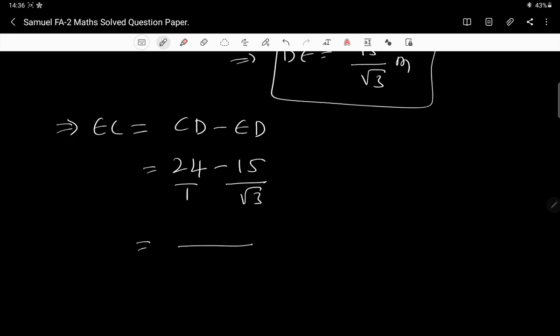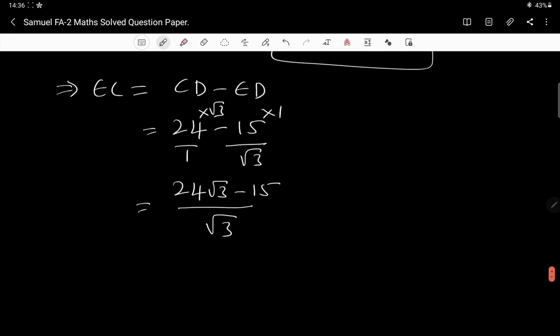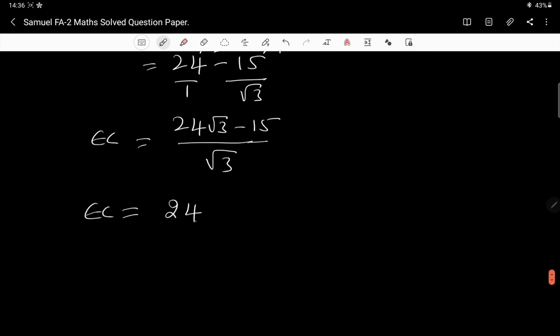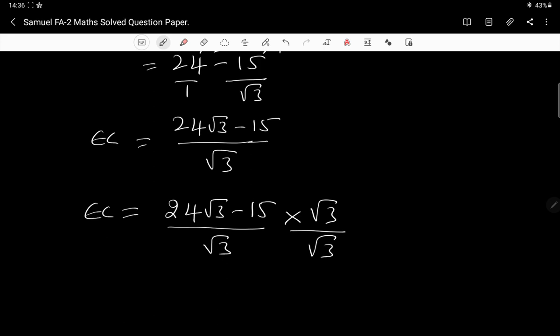Alright, 24 minus 15 by root 3. So here is the 1, then I am going to have root 3. So it is going to be 1 into root 3 and root 3 into 1. So it becomes 24 root 3 minus 15, divided by root 3, which means it is irrational. So that's why you have to rationalize it. So EC is equal to, how to do that? 24 root 3 minus 15 divided by root 3 into root 3 divided by root 3.